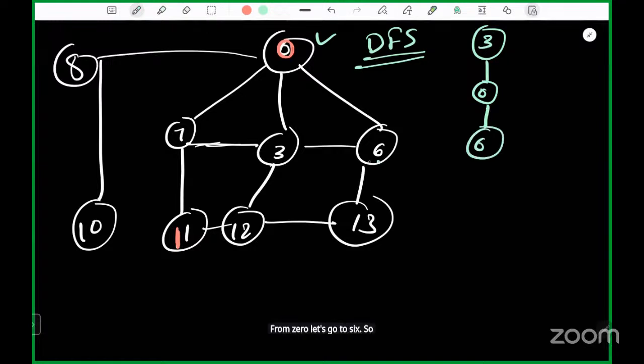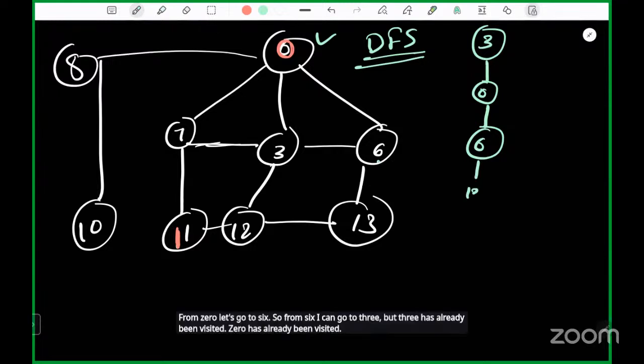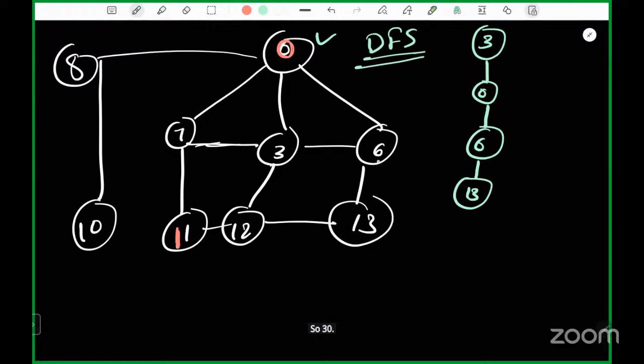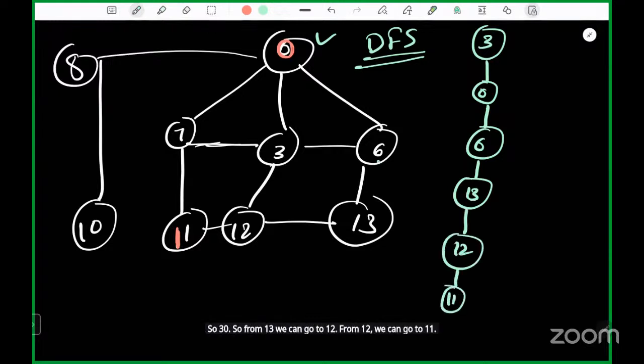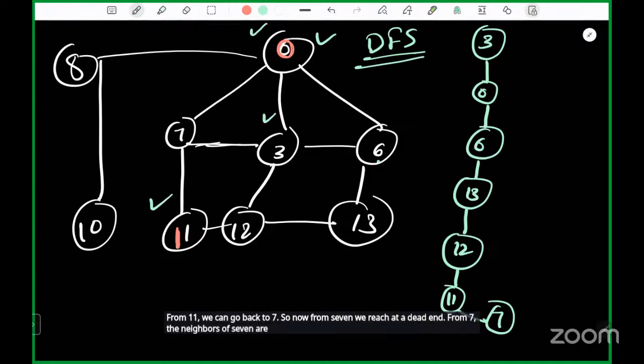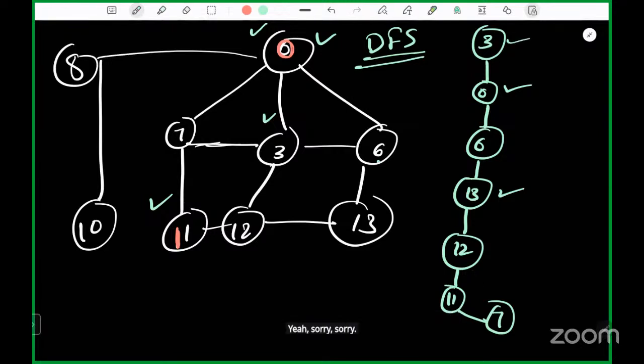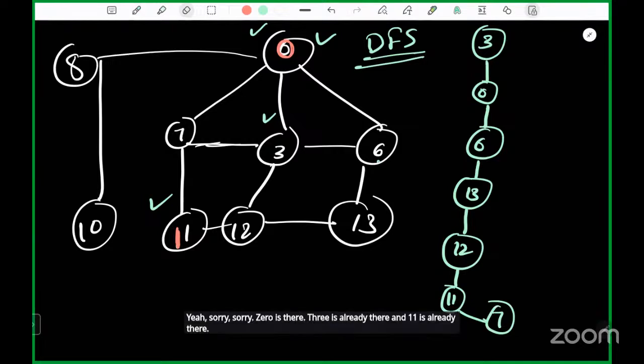So from 6, I can go to 3, but 3 has already been visited. 0 has already been visited. So 13. From 13, we can go to 12. From 12, we can go to 11. From 11, we can go back to 7. Now from 7, we reach a dead end. The neighbors of 7 are 11, 3, and 0, and all have already been visited, right? So we have to backtrack.